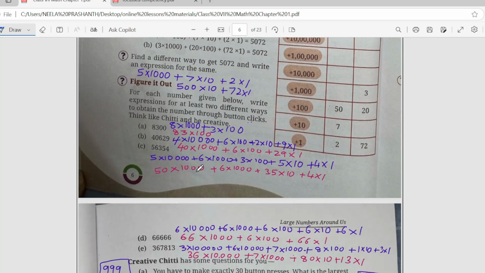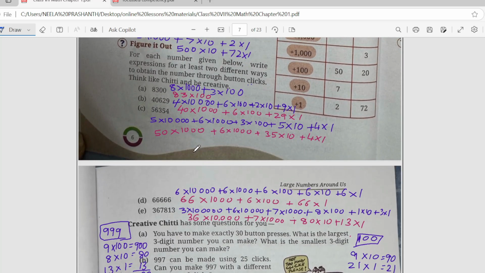Now let us explore some examples here and write them in two different ways. Here it is shown in two different colors. The normal way that you would write is shown in the blue color: 8 into 1000 and 3 into 100. You can even write it as 83 into 100 and it will give you the same number.